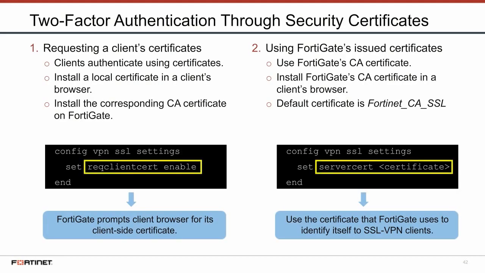You can also harden your SSL VPN connections by applying two-factor authentication through security certificates, X.509, by requiring clients to authenticate using their certificates. When the remote client initiates a connection, FortiGate prompts the client browser for its client-side certificate as part of the authentication process. Installing FortiGate CA certificates on your client's browsers.